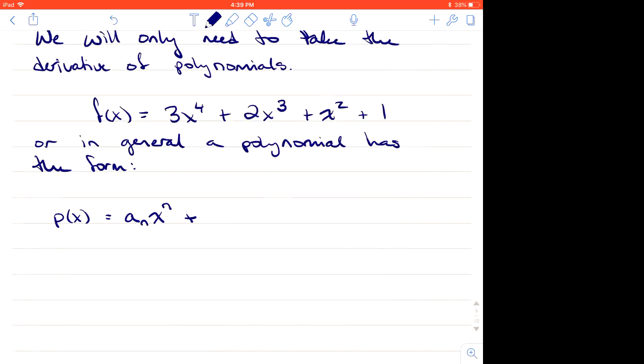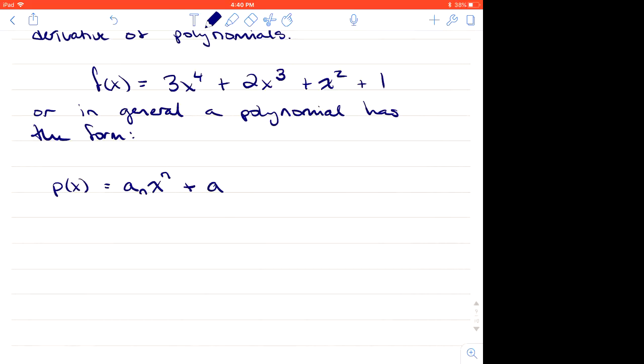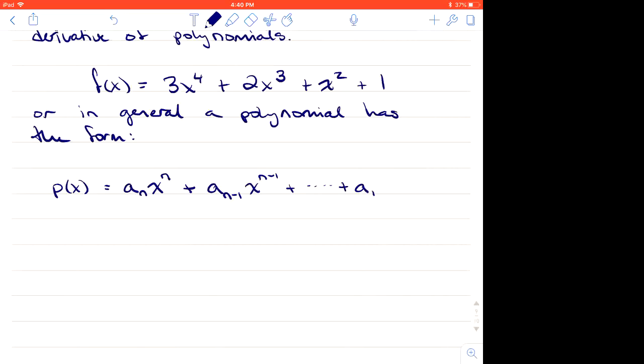I promise. Okay. So then the next term, I'm scared to write the next term, but we're going to do it anyways. A sub n minus 1 times x to the n minus 1 plus, and then it keeps going to finally a sub 1 x. Technically, x is to the power of 1, right? Plus finally a sub 0, which is just the term on its own, if there is one. Okay. All right. And its derivative, p prime of x.